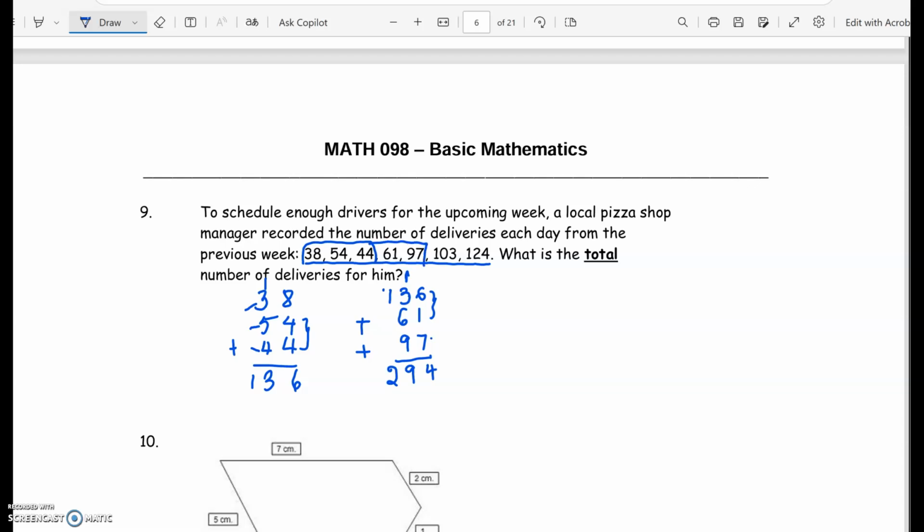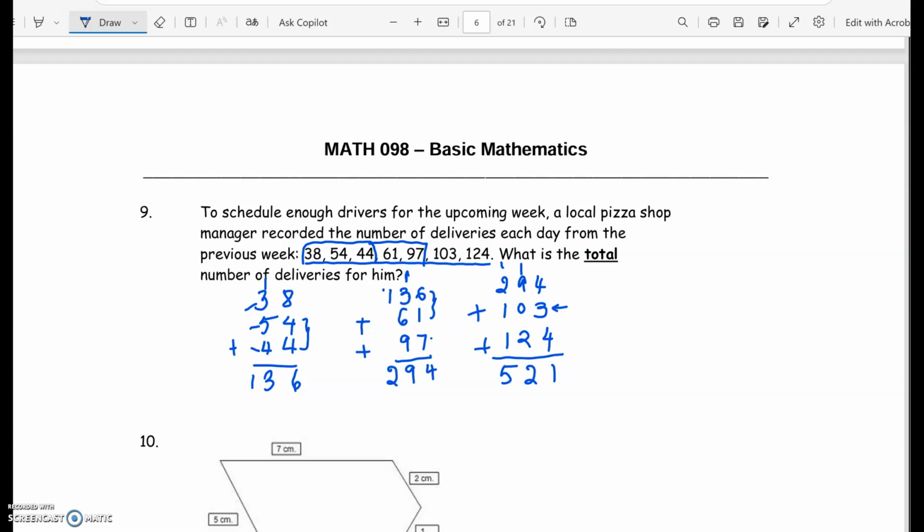Now we're going to add 2 more. So 294 plus 103 plus 124. Line them up nicely so you're not confused. 4 plus 4 is 8. 8 plus 3 is 11. 9 plus 1 is 10. 10 plus 2 is 12. 1 is carried over. 2 plus 1 is 3, 4, 5.